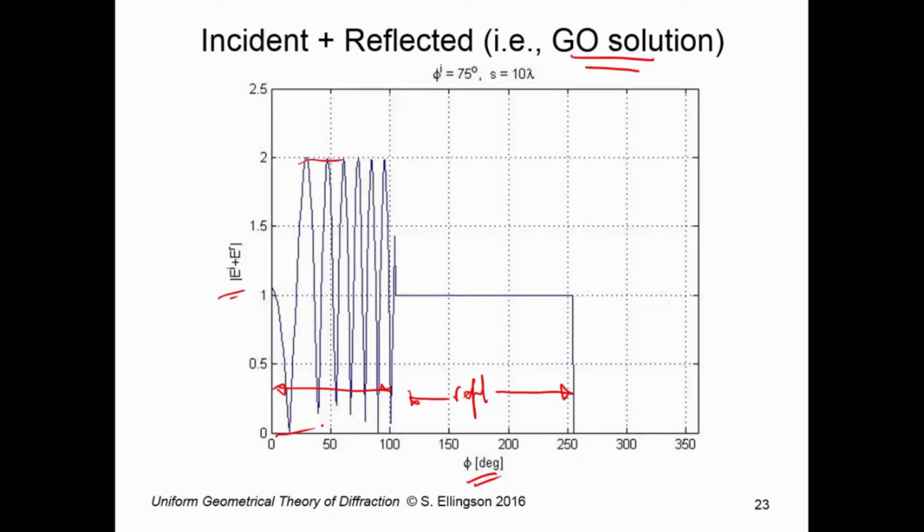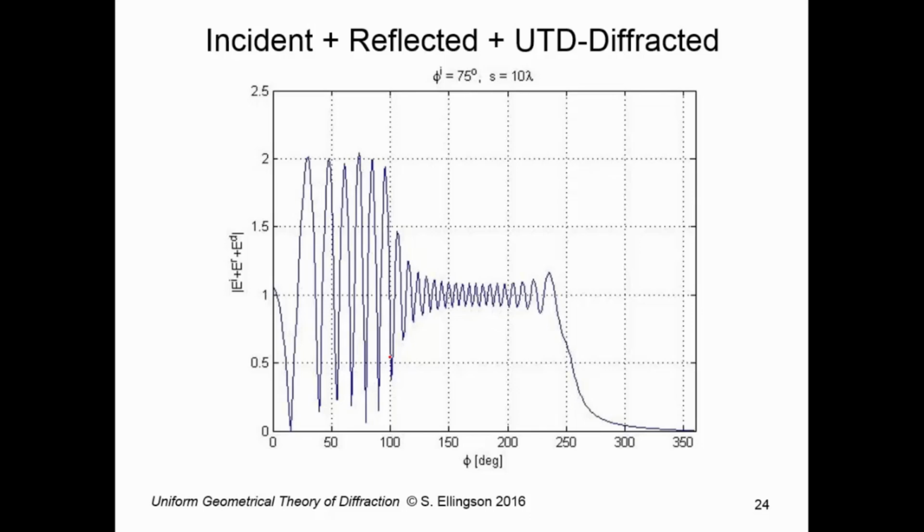Now, when we add the UTD diffracted field to this, two things should happen. One is we should get a non-zero value everywhere, but we should also see no discontinuities. We should not see discontinuity here, and we should not see discontinuity here. In fact, that's what happens. We see we go smoothly from region 1 into region 2, and we go smoothly from region 2 into region 3.